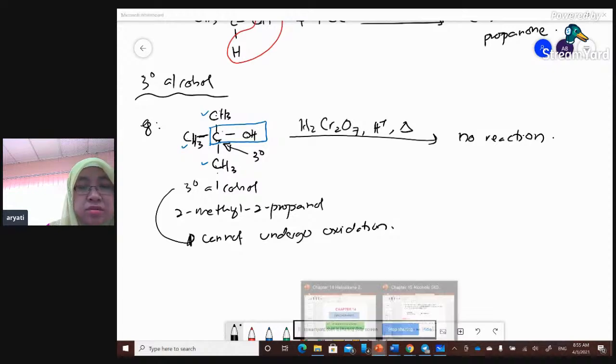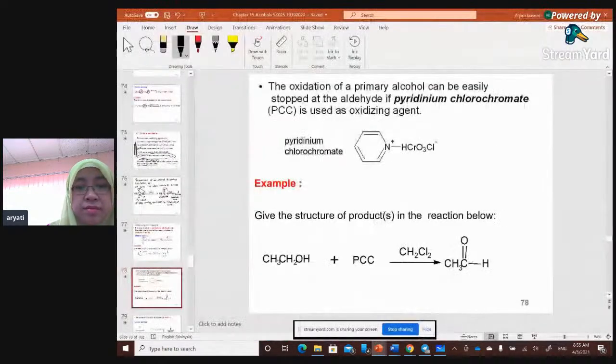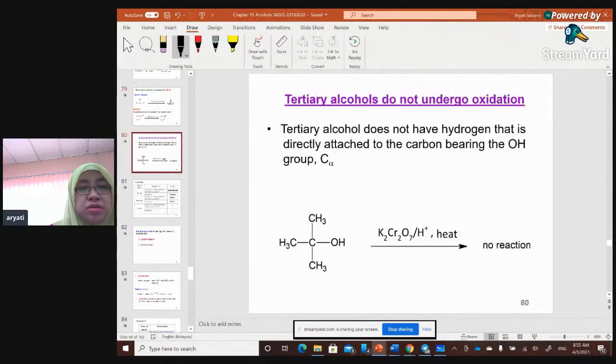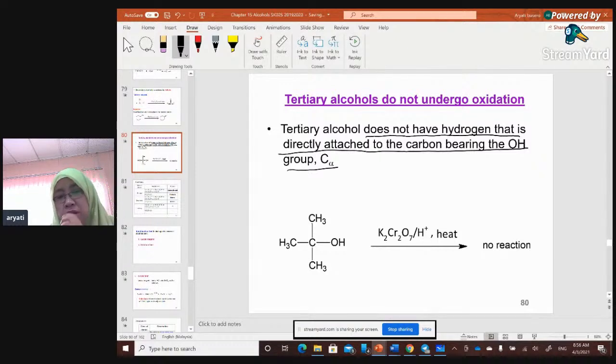Okay, so ini kita dah cover primary, secondary dah, tertiary dah. Okay, tertiary alcohol does not have hydrogen that is directly attached to the carbon bearing the OH. Yang kita cakap tadi tu, iaitu carbon alpha. So therefore, tertiary alcohol will undergo oxidation reaction, no reaction.